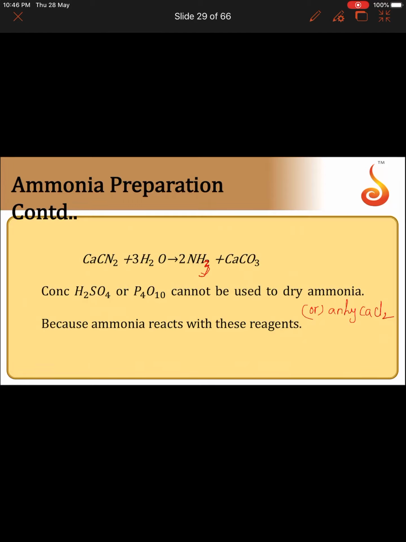because these will react with the ammonia. These reagents will react with ammonia. How will they react with ammonia? For example, the first one, anhydrous CaCl2, forms a complex with ammonia. CaCl2 plus 8NH3 gives rise to CaCl2.8NH3. It will form the complex.